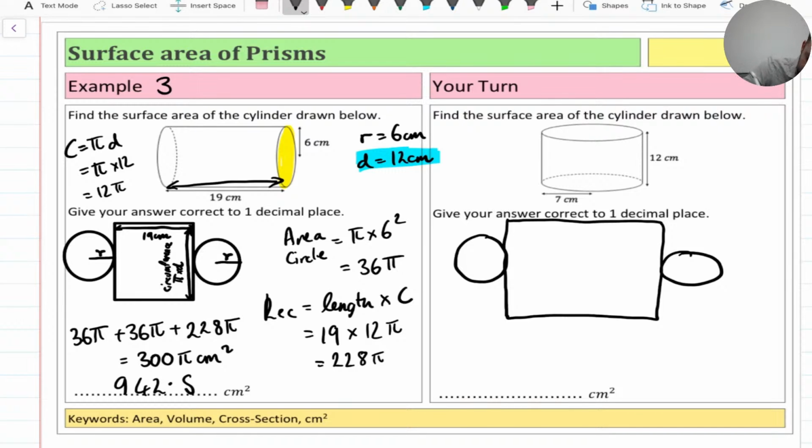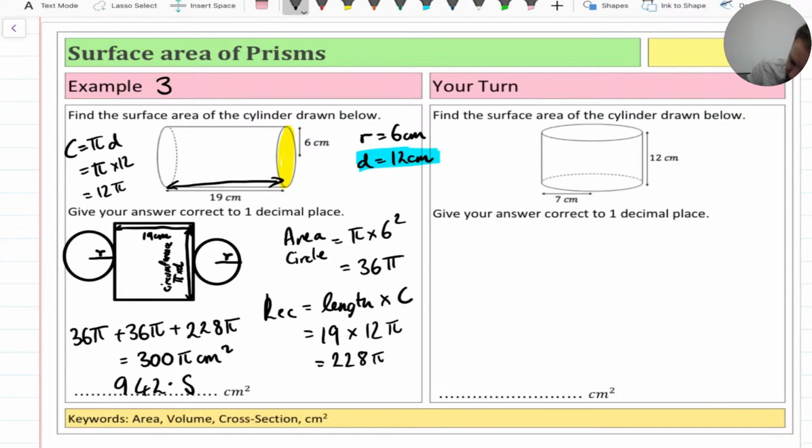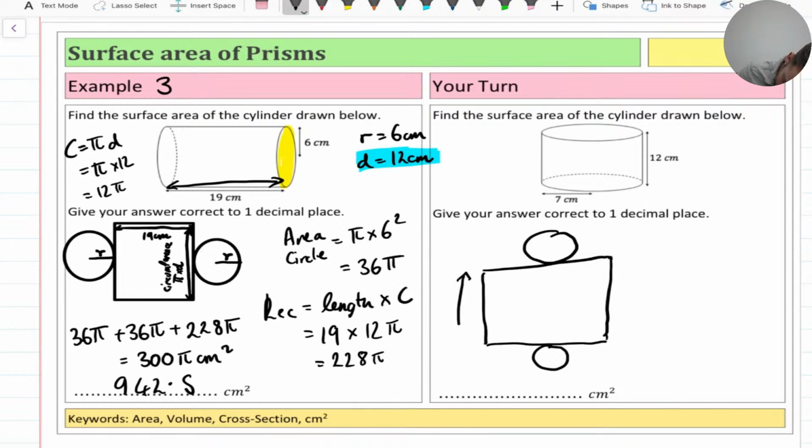The net of this one's going to be on the side, actually, isn't it? So I'll probably do it like this. The net of this one is going to be a circle on the top, then a rectangle there, like so, and a circle on the bottom. And this is going to be 12, and this here is going to be equal to my circumference of this. So my radius is 7 centimeters. My diameter is 14 centimeters. I'm probably helping you too much here.